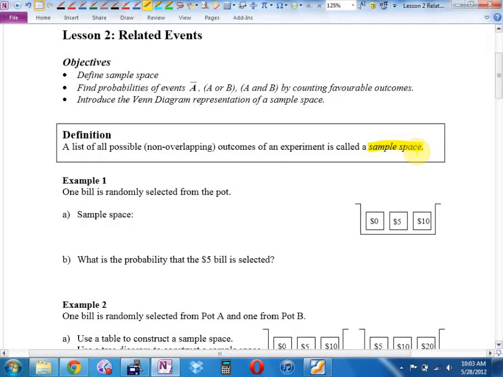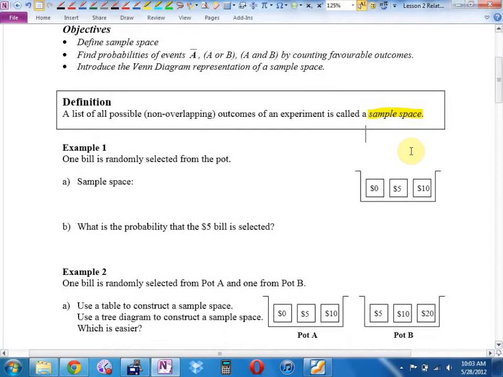Here's an example. Example 1, one bill is randomly selected from the pot. What's the sample space? Well, traditionally we use a capital letter S for sample space. And traditionally we use the curly brackets from set notation. And we would say, well, 0 or 5 or 10.